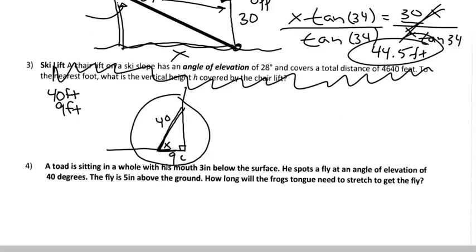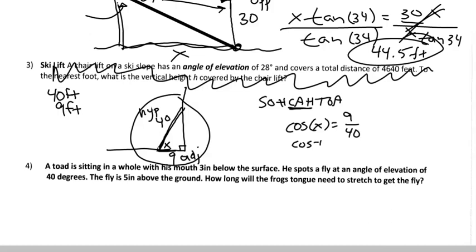You guys should have seen that you have adjacent and you have the hypotenuse. So adjacent and hypotenuse, if we look at SOHCAHTOA, adjacent and hypotenuse is cosine. So you do cosine of x equals adjacent over hypotenuse. Now we do inverse cosine to get rid of that. We do inverse cosine on this side because we have to. So when we put inverse cosine of 9 over 40, let's see what we get.